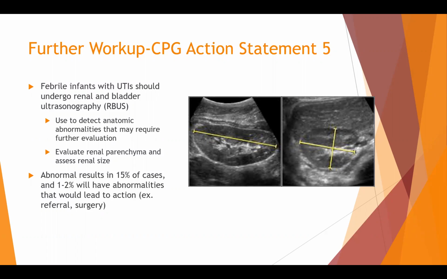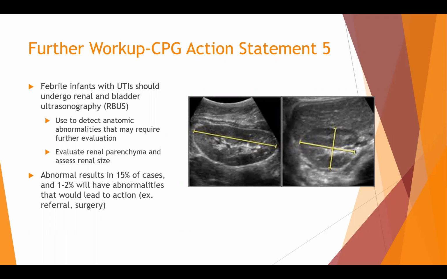First of all, when we started doing more prenatal ultrasounds, this has reduced the prevalence of previously unsuspected obstructive uropathy in infants. So we often know some information before these kids are born and have their first UTI. But basically what this statement is saying is that febrile infants with UTI should undergo renal ultrasound to detect anatomic abnormalities that may require further evaluation. So you're evaluating the renal parenchyma, assessing renal size. Is there hydronephrosis? Is there hydroureter?